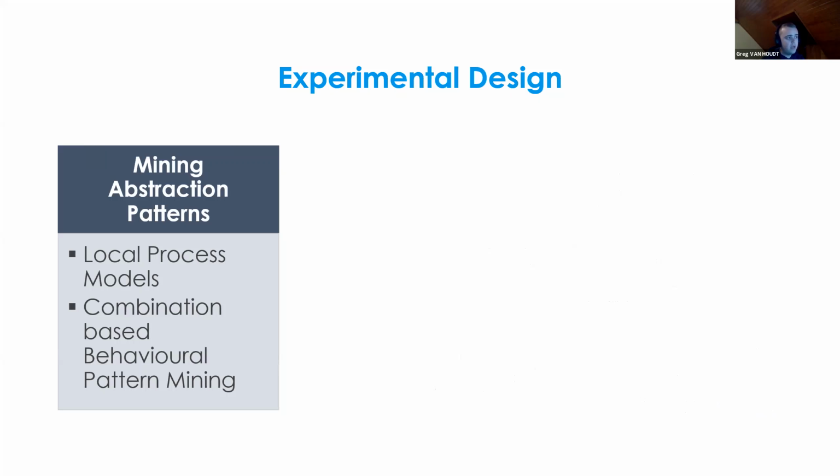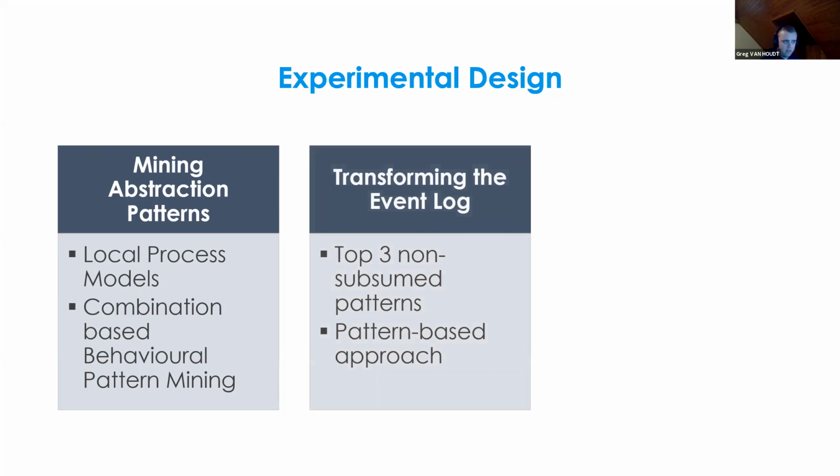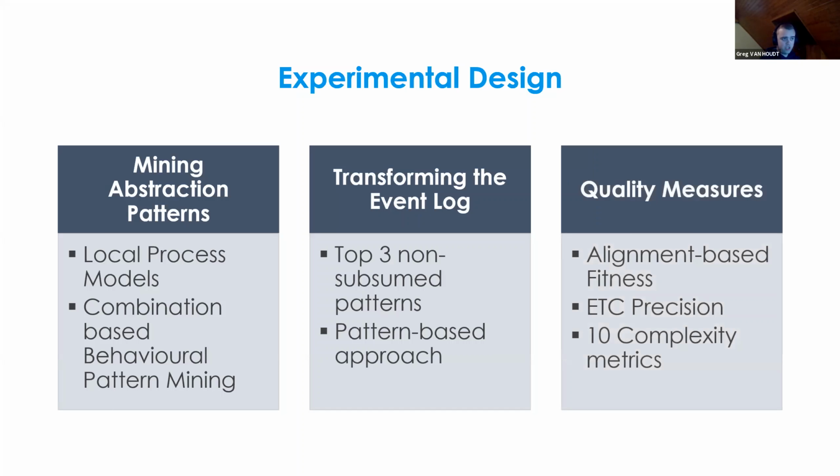Next up, once we have mined the abstraction patterns, we're going to transform the event log. How are we going to do that? We have selected the top 3 non-subsumed patterns. Why is that important? Because with LPM, for example, it's quite possible that they give multiple patterns, like the sequence of A followed by B, but also the sequence of A followed by B followed by C. The first one is subsumed by the second, so it would not make sense to insert both as input for the algorithm. How are we going to measure the quality? We're using the alignment-based fitness, the ETC precision values, and a combination of 10 complexity metrics, so 12 metrics in total.